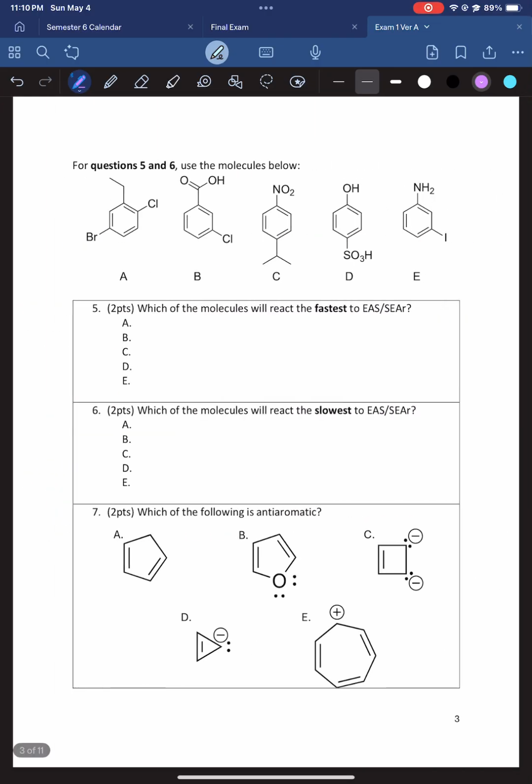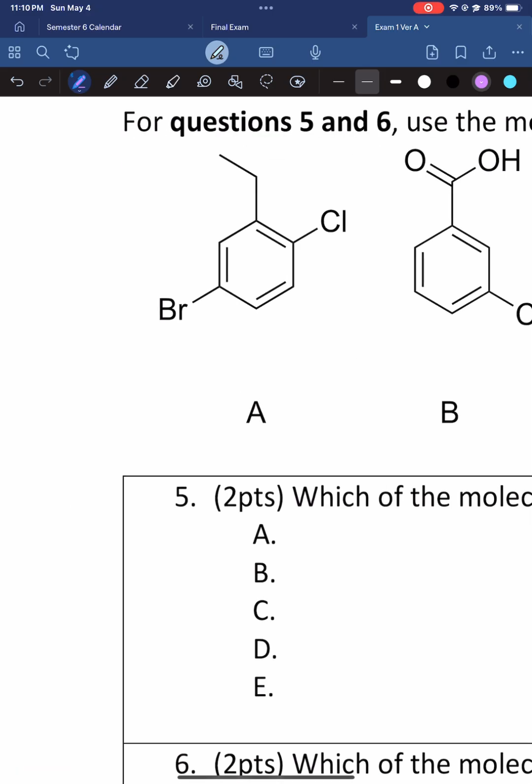Okay, question number 5 and 6. Use the following molecules below to answer these questions. So let's go ahead and use the dollar method that we learned. Let's look at molecule A first. We have this group of carbons here. This is going to be +1. And we have these halogens here. All the halogens are going to be minus 1 for a total of a net of minus 1.